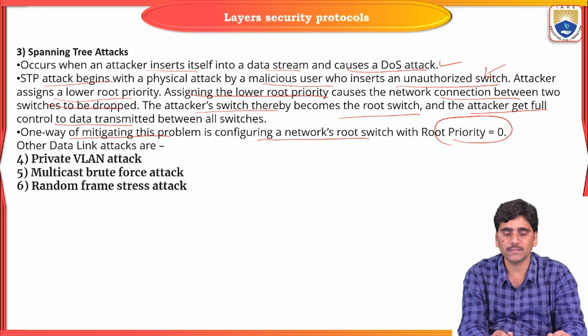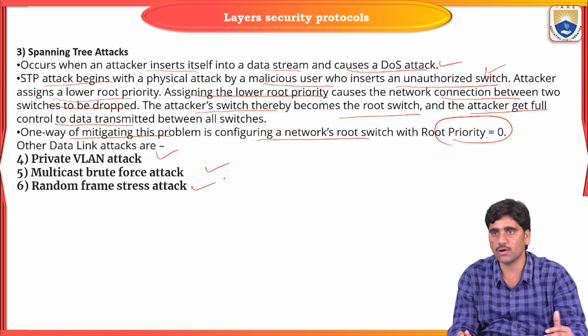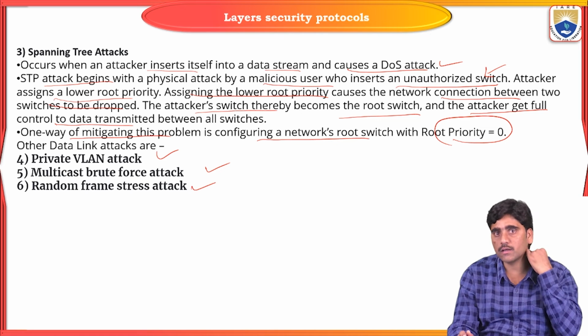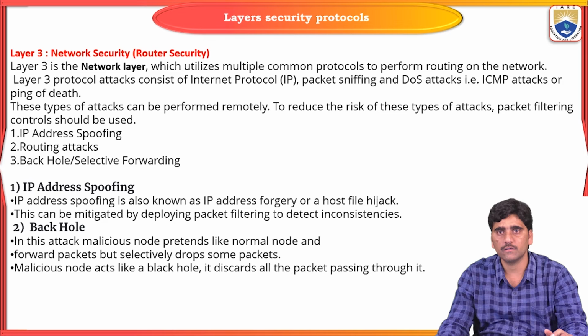Other data link attacks are private VLAN attacks, multicast brute force attacks, and random frame stress attacks. These are different types of attacks that are implemented at the data link layer.